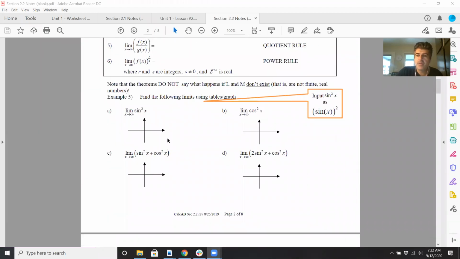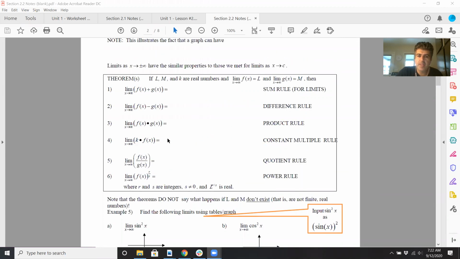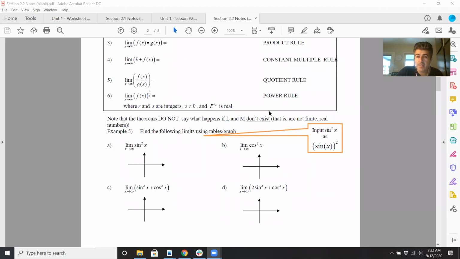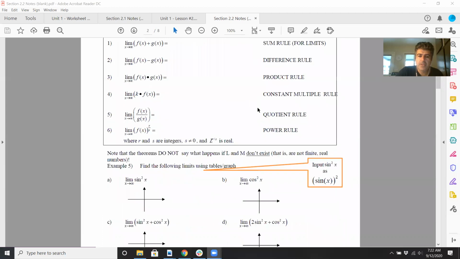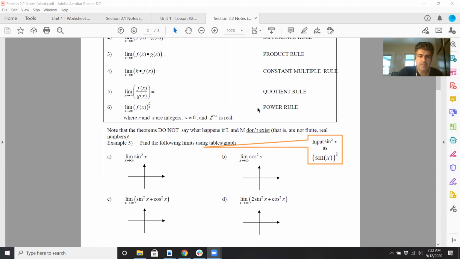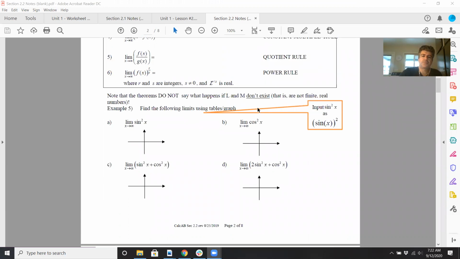So now here's the one thing about these limit theorems, however. The limit theorems assume that we actually have a finite limit, right? Like, the limit as x approaches infinity of f(x) equals some number. Likewise for g of x. But what if those limits did not exist necessarily? That is, they're not finite real numbers. So what if L and M don't exist? We probably can't necessarily use these rules. So let me give you a good example.